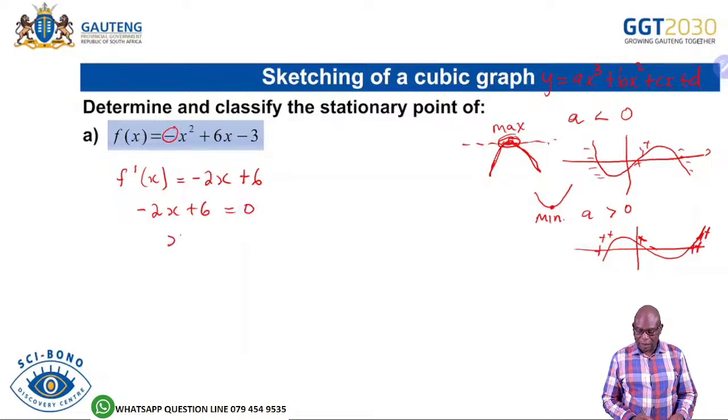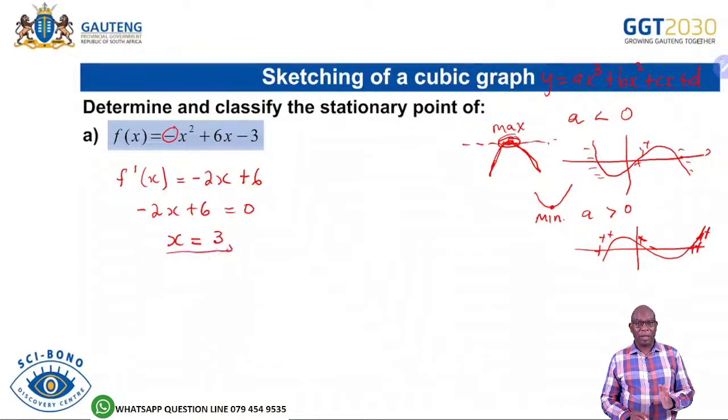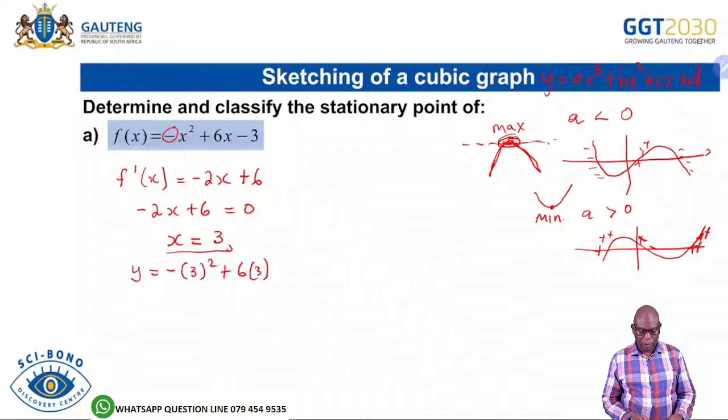Then if we work out our x value, it is going to be 3. So in other words, at x equals 3, we then need to find the other coordinate. How do I get the point? We substitute into the original. So I'm going to say negative 3 squared plus 6 into 3 minus 3. If I do that, the answer is going to be negative 9 plus 18 minus 3.